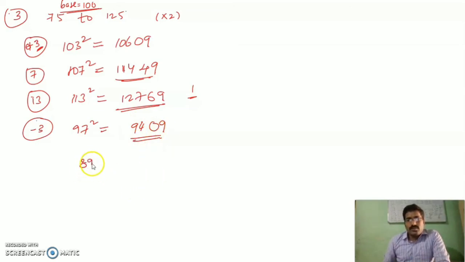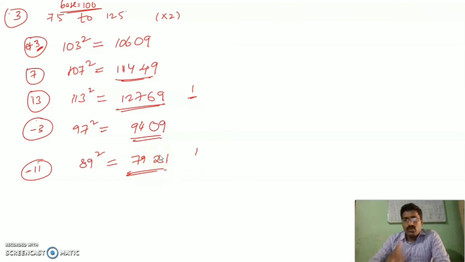9409. Suppose 89 square how much? 89 is how much less than 100? 11. So 11 square value how much? 121. So carry 1 to the 100's part. 2 times 11, 22. 100 minus 22 how much? 78. 78 plus 1, 79. So 89 square value 7921.